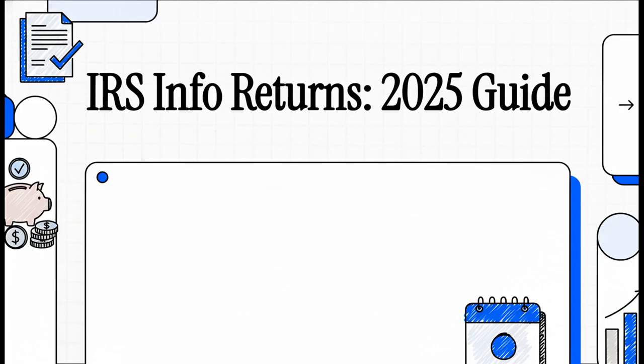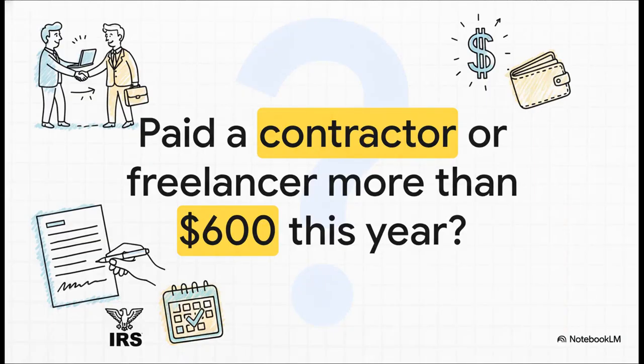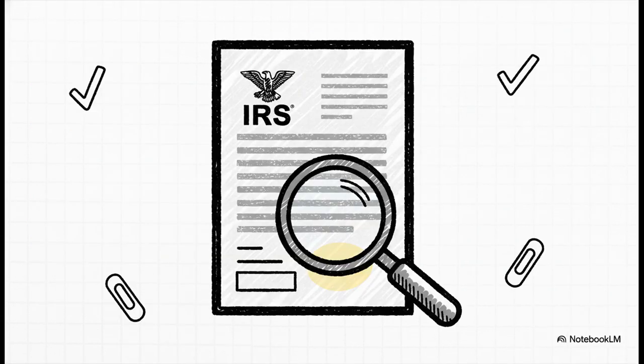tax season. So, if you run a business of any size, I'm willing to bet you've paid a contractor, a consultant, or a freelancer for their work. But did you know that the moment that payment crosses a certain line, a little alarm bell goes off and you suddenly have a reporting job to do for the IRS? Let's talk about the forms that make that all happen. Yep, we're talking about information returns.